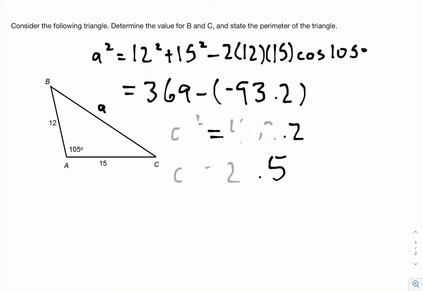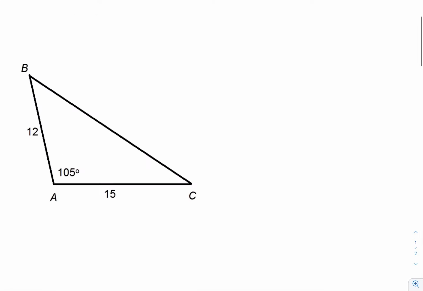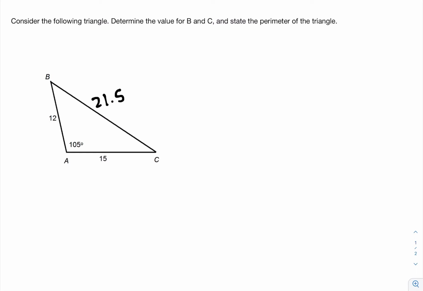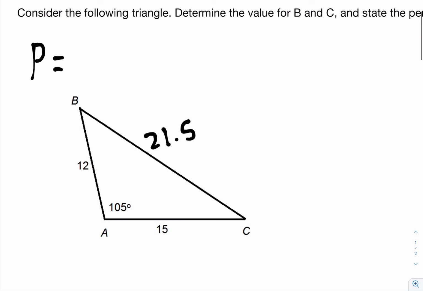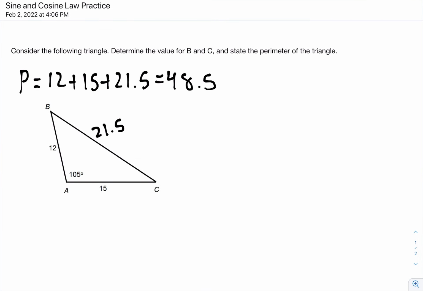So now that we know that, I'm going to substitute that in, and then hopefully we can use the sine law to figure out our b and c angles. Actually, let's look at the perimeter first. The perimeter of a triangle is just summing up all the outside lengths. So it's going to be 12 plus 15 plus 21.5. So 12 plus 15 is 27, plus 21.5 is going to be 48.5 units. Okay, so that's the perimeter of the triangle. We did that first part. Now let's determine B and C.